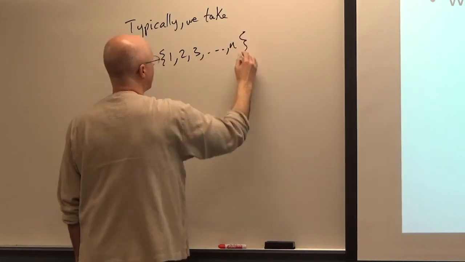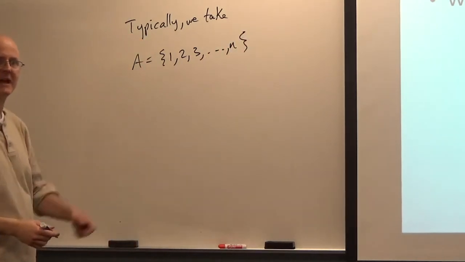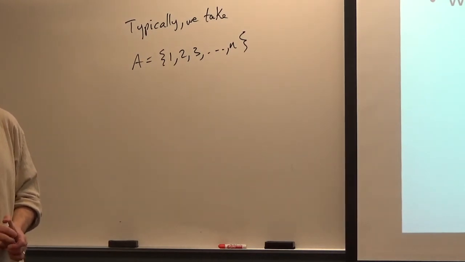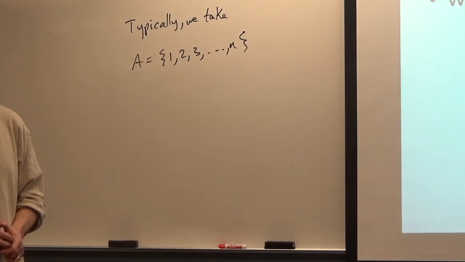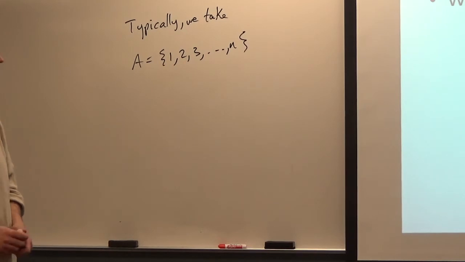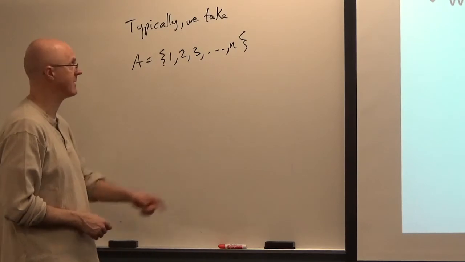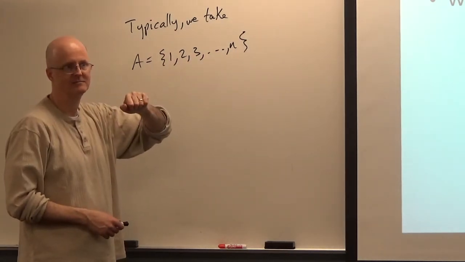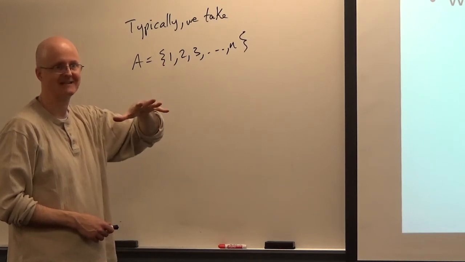But we're not thinking of A as being a group. This A itself is not a group. It's just a set. We could make it a group if we added a 0 to it and did, say, addition mod n plus 1, or if we were doing addition mod n and we thought of n as being 0. But we're not doing that. So it's just a set.